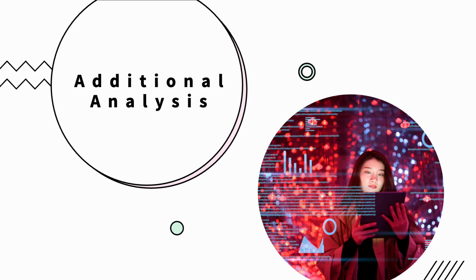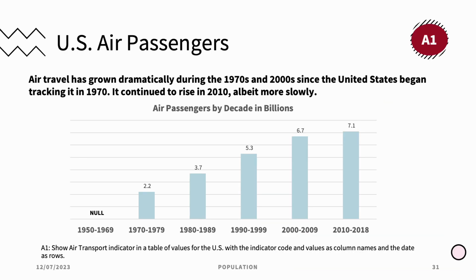Next slide. So next, I'll be talking about our additional analysis questions. Our first additional analysis question, A1, asks, show air transport indicator in a table of values for the US with the indicator code and values as column names and the date as rows. We were able to determine air travel has grown dramatically during the 1970s and 2000s since the United States began tracking it in 1970, and it continued to rise in 2010, a bit more slowly.